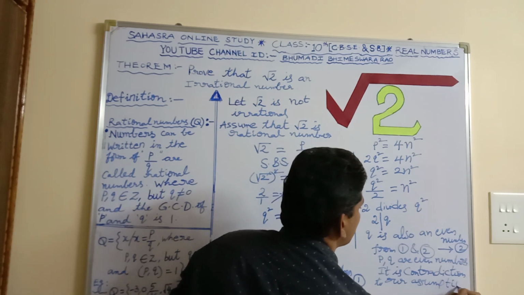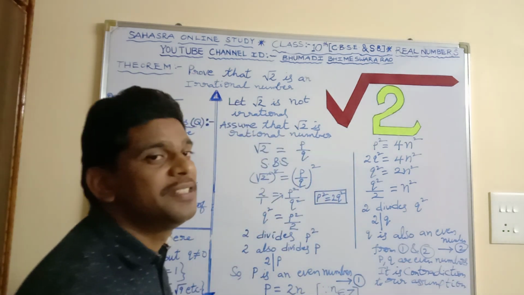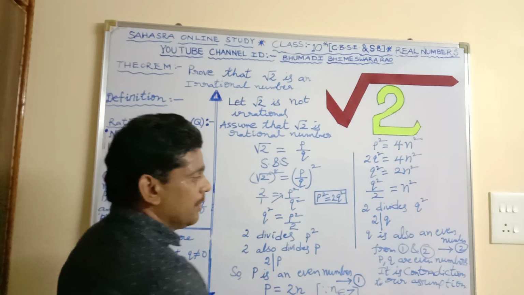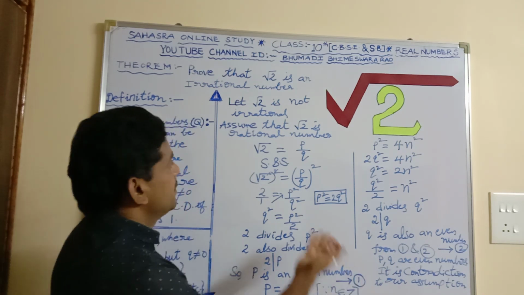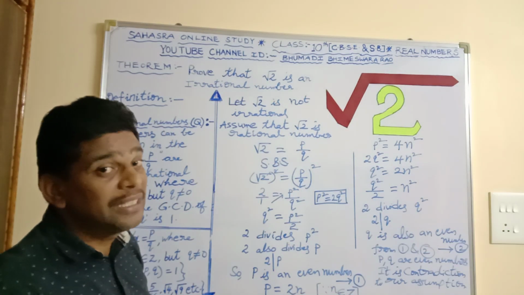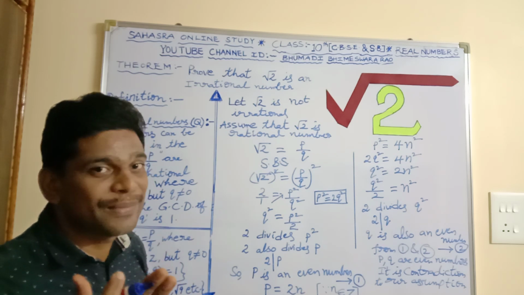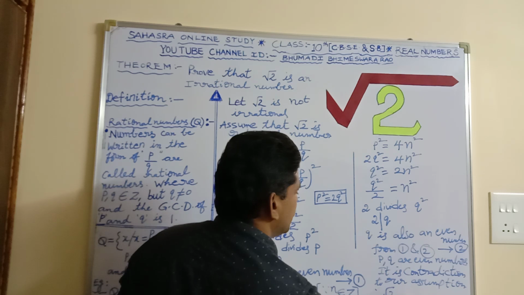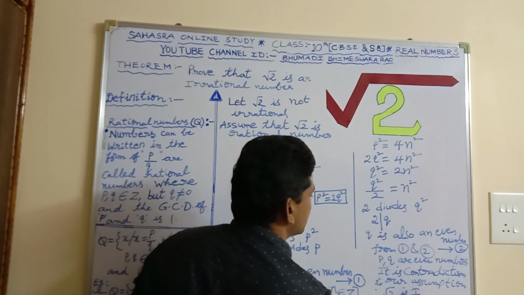What is our assumption? The GCD of p, q is 1. So our assumption is root 2 is a rational number, but root 2 is not a rational number. Therefore, root 2 is irrational.